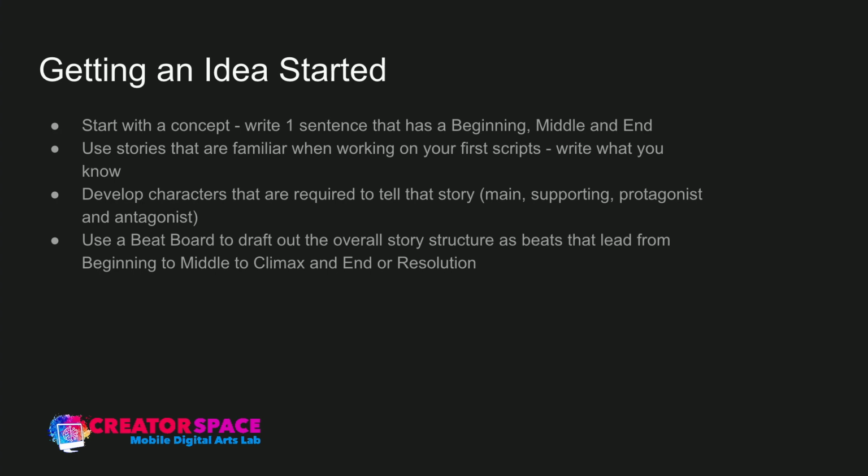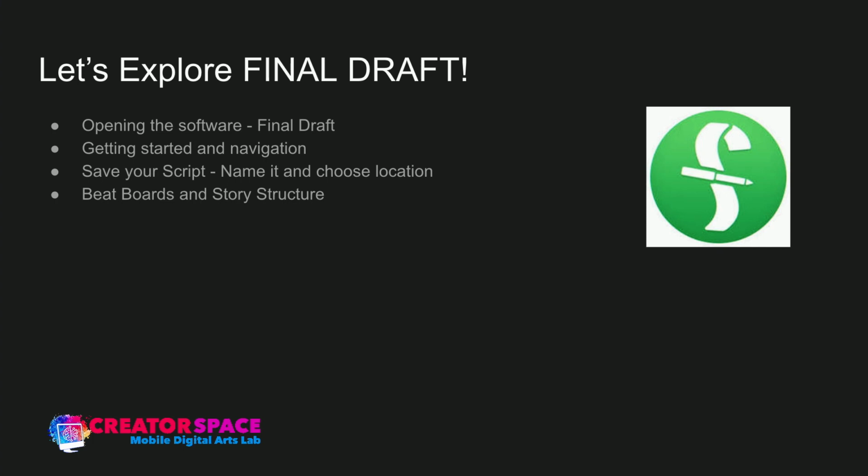So yeah, this is really how you get things started. Write what you know, get that one sentence going, develop those main characters that you need to tell the story, and then get right into writing with a beat board. Okay, so let's explore now these beginnings in Final Draft, and how we can do that.